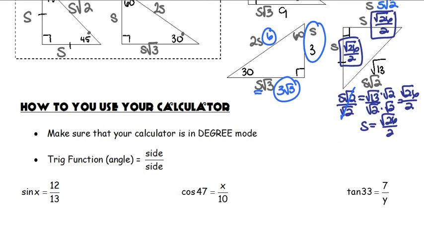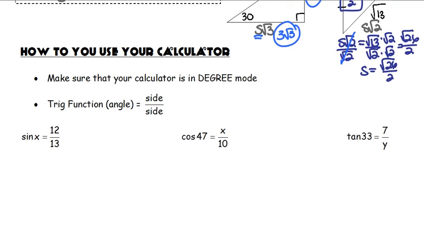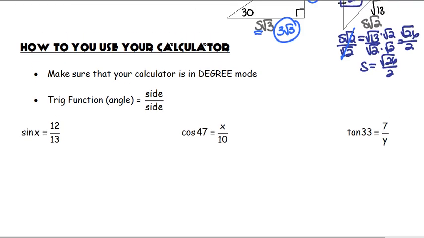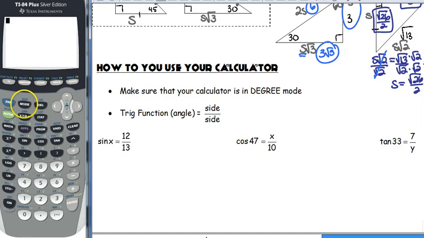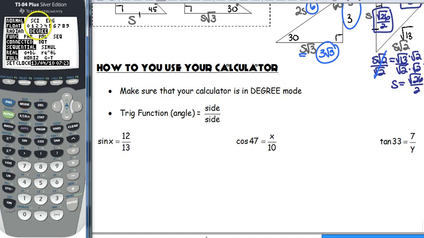Alright, the next thing that we are going to review is how to do those trig functions in your calculator. Always make sure that your calculator is in degree mode. So go ahead and check now. Press pause if you don't have your calculator out. Okay, so to check the degree, we hit the mode button, and we want to make sure that degree is highlighted. If not, just put your cursor over it and press enter.